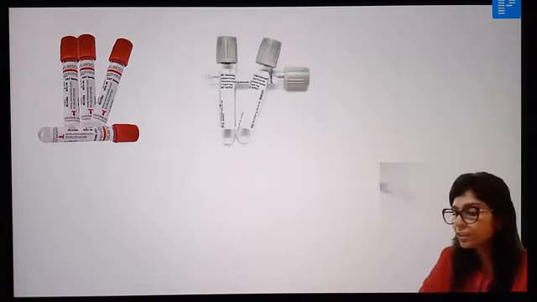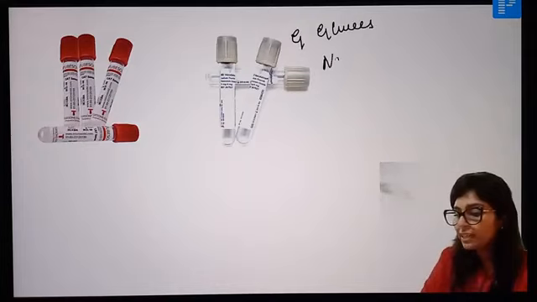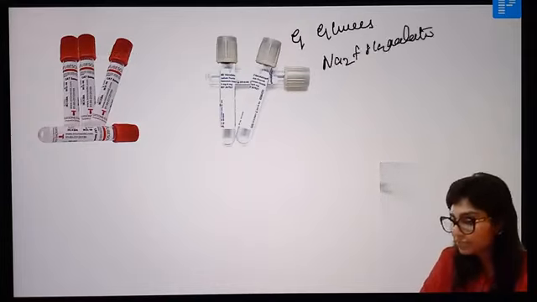Quickly answer. Gray top tube, G for G. Glucose estimation. What does it have? It has sodium fluoride and potassium oxalate.